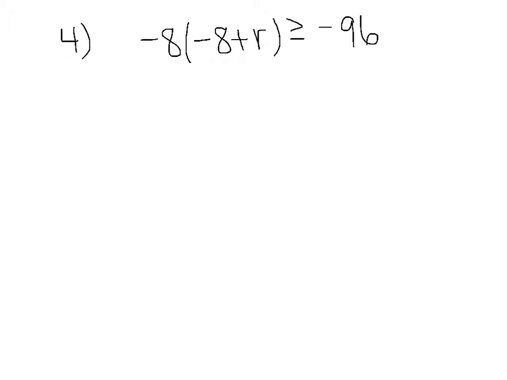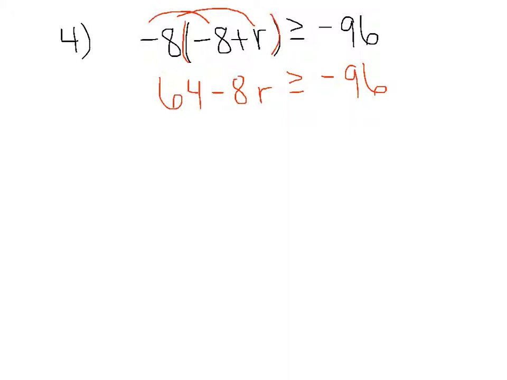All right, last question. This one looks a little bit different than some of the other ones that we've seen, and I'm actually going to show you 2 different ways to solve this. So the first thing is, anytime I see parentheses, I automatically start thinking about the distributive property. So I'm going to go ahead and distribute the -8. -8 times -8 is +64. Then I'm going to multiply -8 times r, which will give me -8r. Keep my inequality and keep the -96. Nothing else happened. I didn't do anything on both sides of the equation.